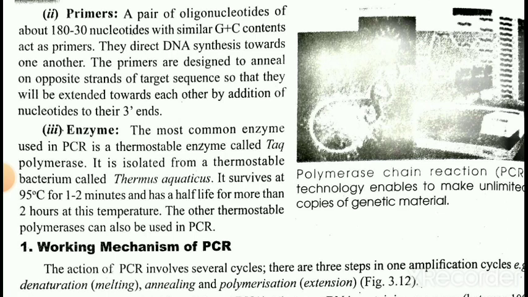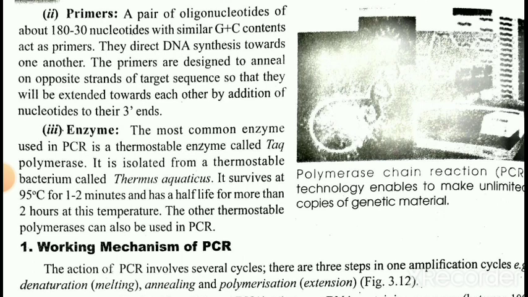It is isolated from a thermostable bacterium called Thermus aquaticus. It survives at 95°C for 1 to 2 minutes and has a half-life of more than 2 hours at this temperature. Other thermostable polymerases can also be used in PCR.